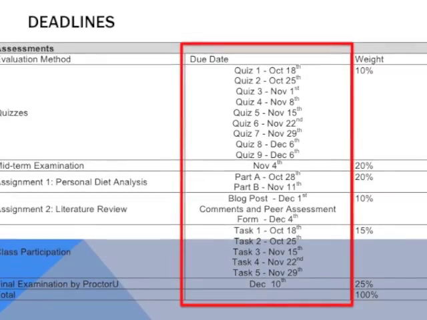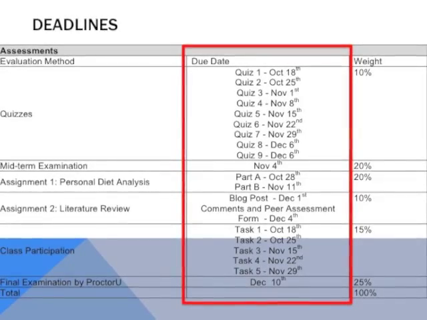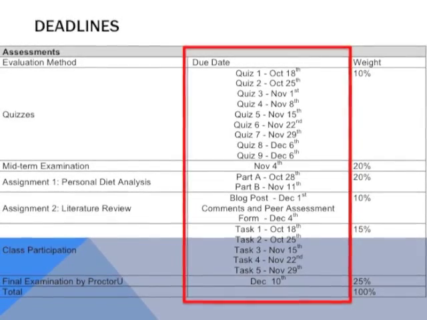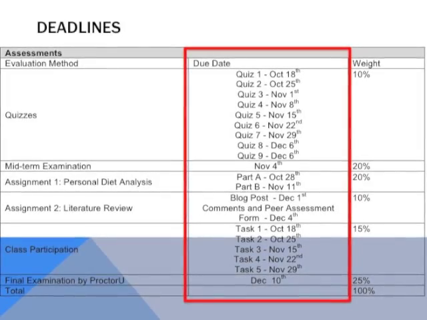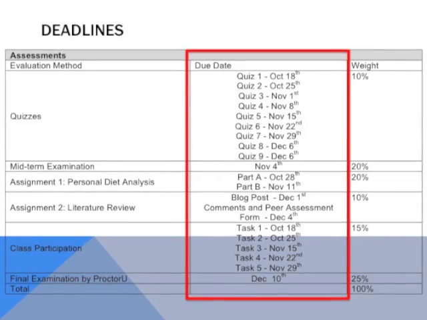The deadlines associated with the completion of all these assessments are included in the course outline, so please take note of these and comply with them. I will also remind you of all the deadlines through the weekly announcements, so don't dismiss these in your inbox.